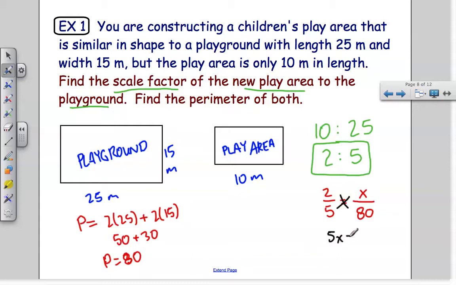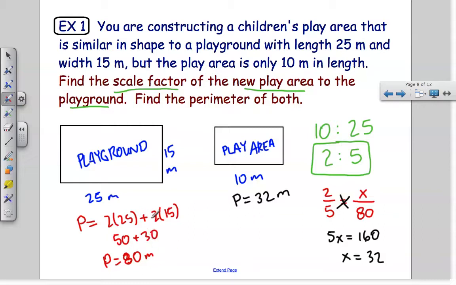I get 5x equals 8 times 2, so 160. And we should be getting 12, I believe, here. 160 divided by 5. Just kidding, 32. So x is 32. Now what is that giving me? That's actually the perimeter of this play area. Remember, because we were comparing it to the perimeter of the playground, the perimeter of the play area is 32 meters. The perimeter of the playground was 80 meters, still in the ratio of 2 to 5.